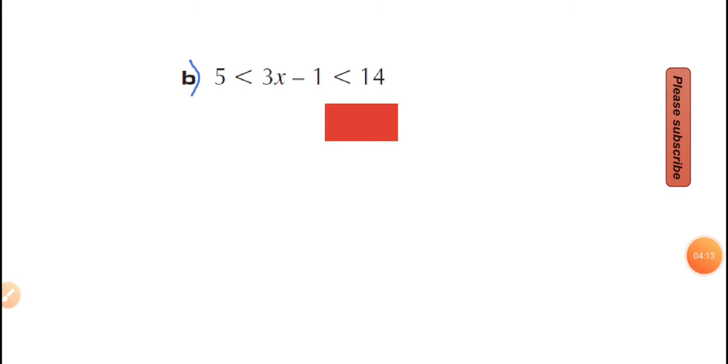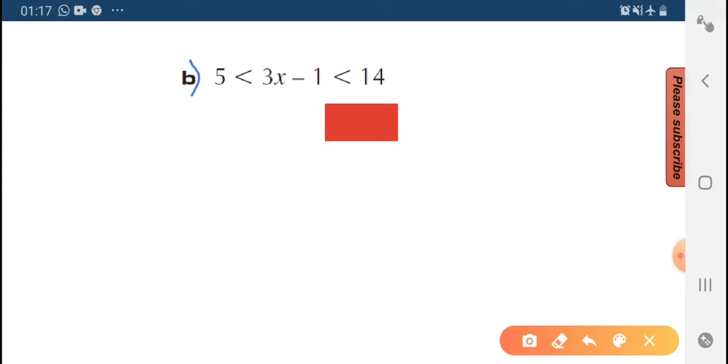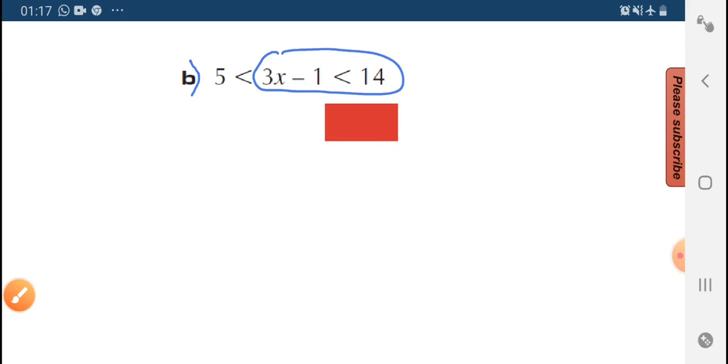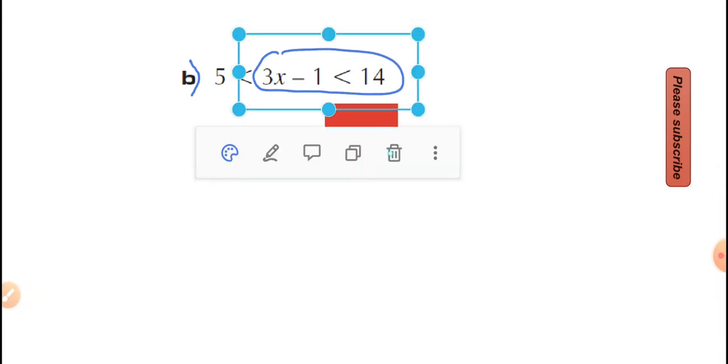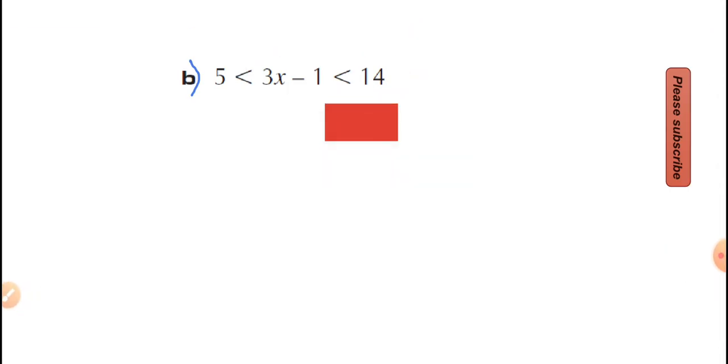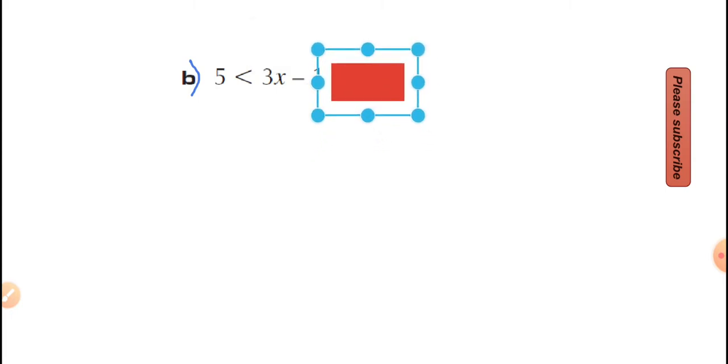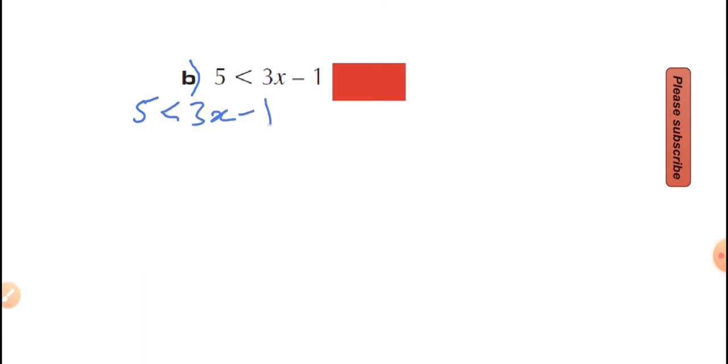So question B now. So again, we're going to look at it as if it's 2 equations. The first equation is there, and the second equation will be this bit here. So we're going to look at 2 separate equations to start off with. So first of all, we can pretend this side doesn't exist. So to solve this now, we have 5 has to be less than 3x minus 1.